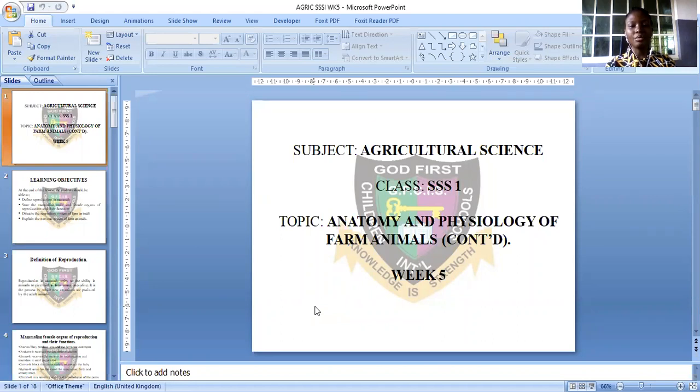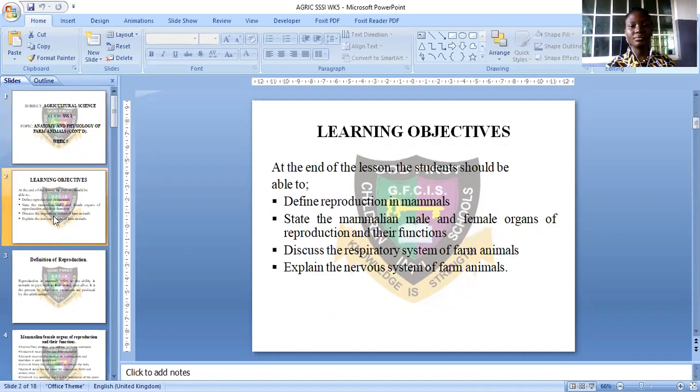Continue. Now, before we go to the detail of the lesson, let's see the learning objectives. At the end of the lesson, the students should be able to: number one, define reproduction in mammals; number two, state the mammalian male and female organs of reproduction and their functions; three, discuss the respiratory system of farm animals; and lastly, explain the nervous system of farm animals.